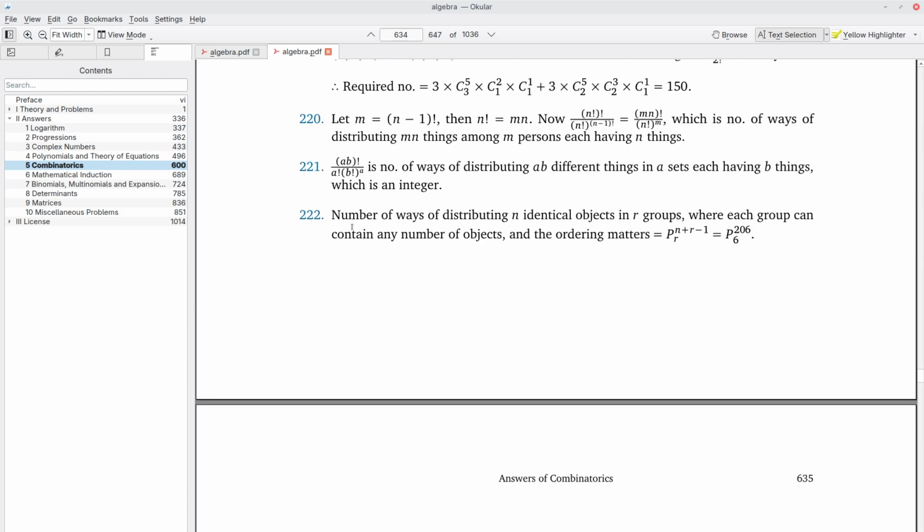So this is like distributing n identical objects in r groups, where each group can contain any number of objects, and the ordering matters, and that is equal to (n plus r minus 1)Pr. So this is equal to 206P7. Or rather, this should be 7 actually. r is 7.